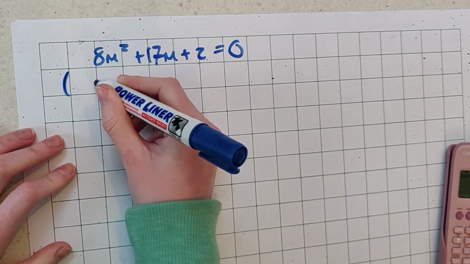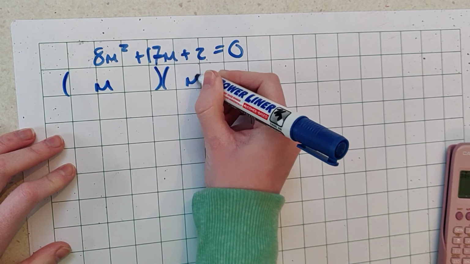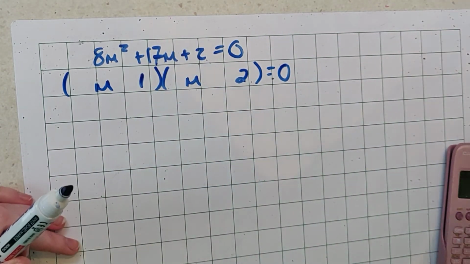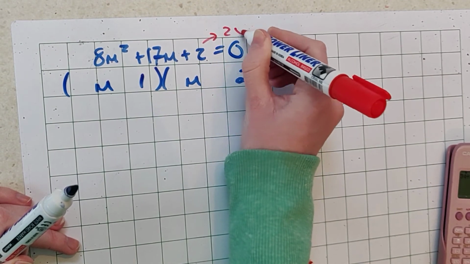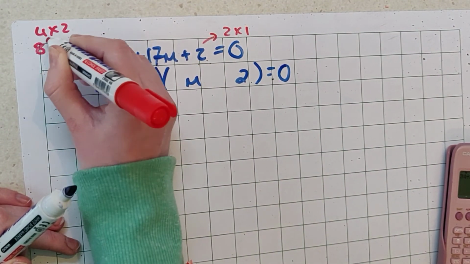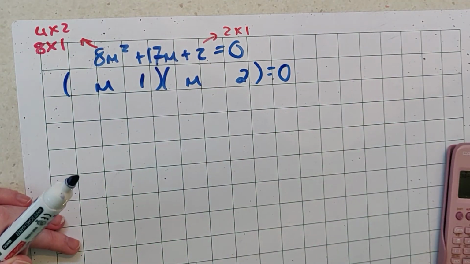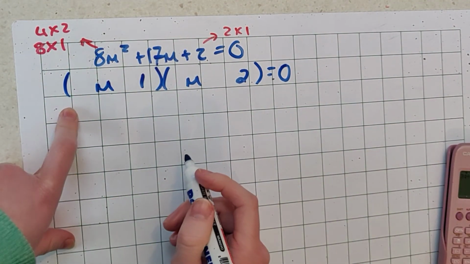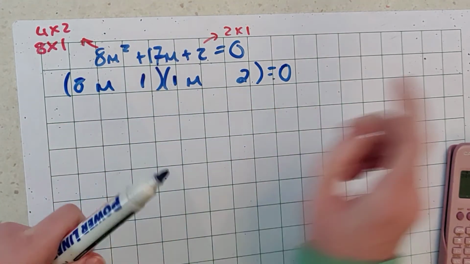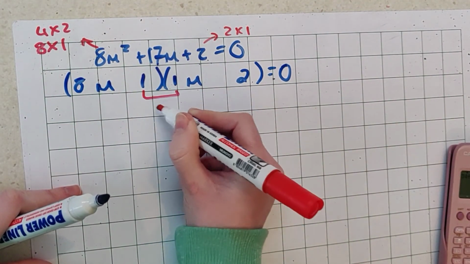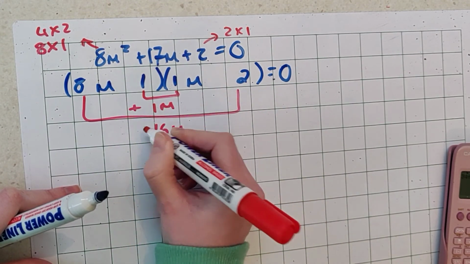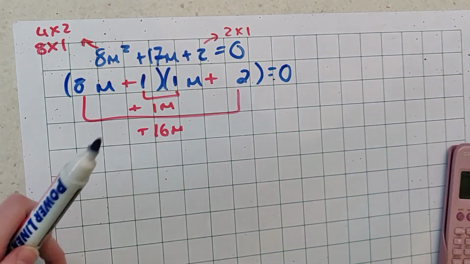So now I'm going to try and solve it where I need an m in each bracket. I know my only factors of 2 are 2 and 1 because it's a prime number. But I also know my factors of 8 can be 4 times 2, or 8 times 1. And I'm trying to get 17. So if I'm doing this, I need 8 and a 1 here, because 1 by 1 is 1m, 8 by 2 is 16m. So if I made them both a plus, then I would get 17m.